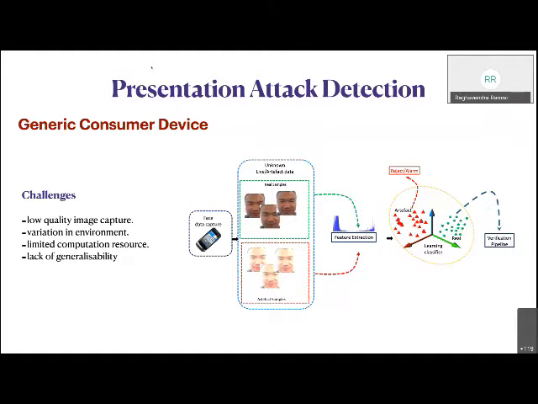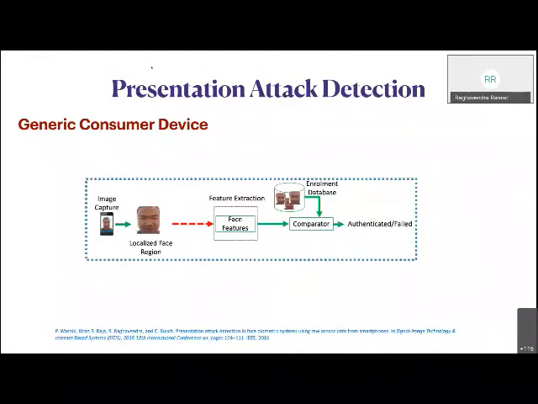Therefore, when we talk about software-based presentation attack detection, it is very, very challenging to achieve generalizability. So what we try to introduce here is, can we use the imaging chain within the smartphone to identify these kinds of attacks? When we take the smartphone, in general, we can represent any face recognition system like this. We have a face, we have a localized face, we extract features, and then we have an enrolled face and we have a comparator.